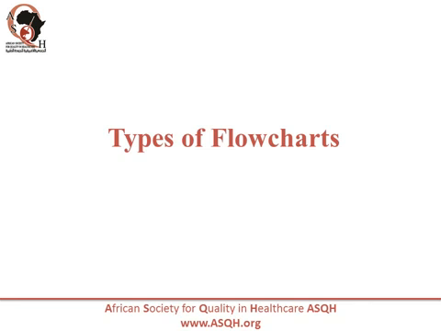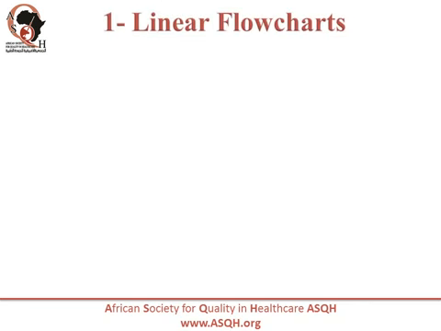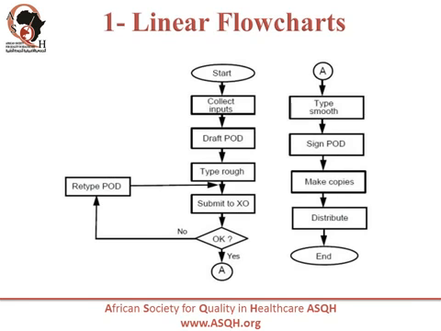Types of flowcharts. First type, linear flowchart. A linear flowchart is a diagram that displays the sequence of work steps that make up a process. This tool can help identify rework and redundant or unnecessary steps within a process.